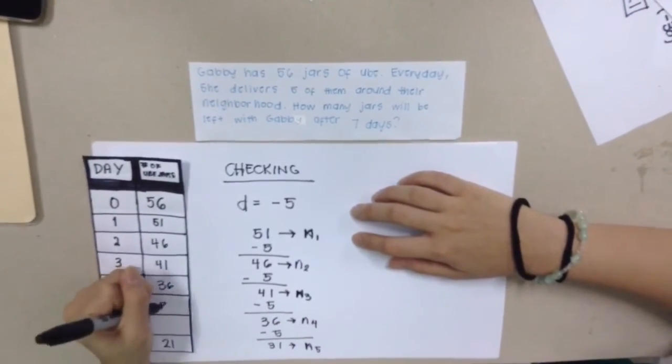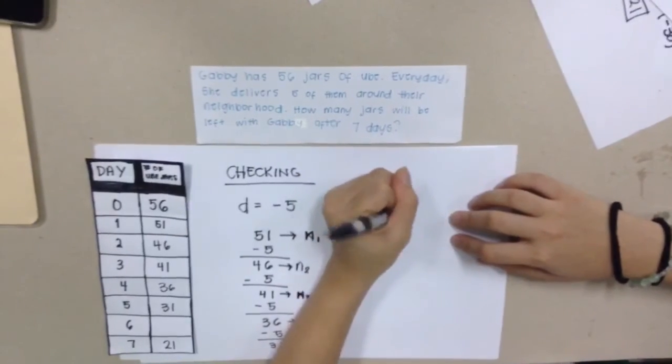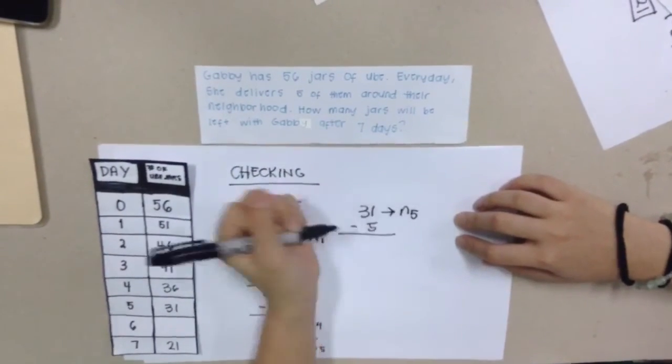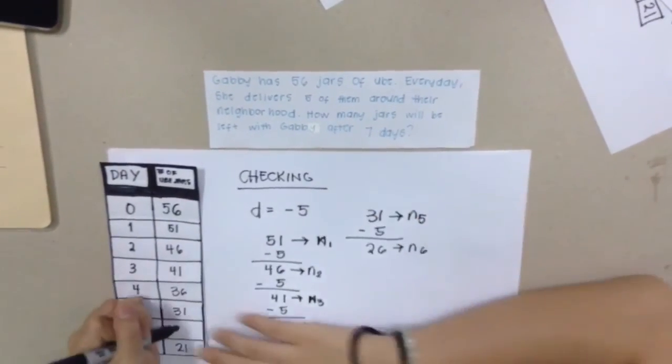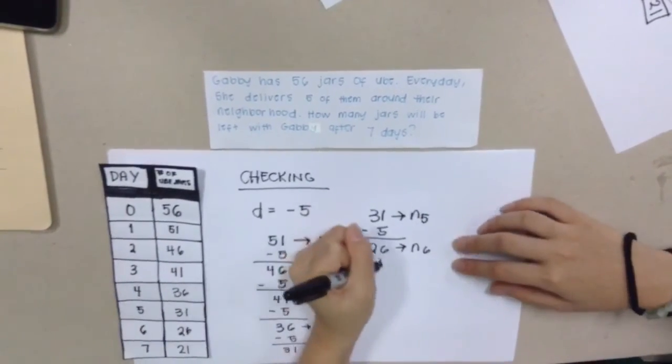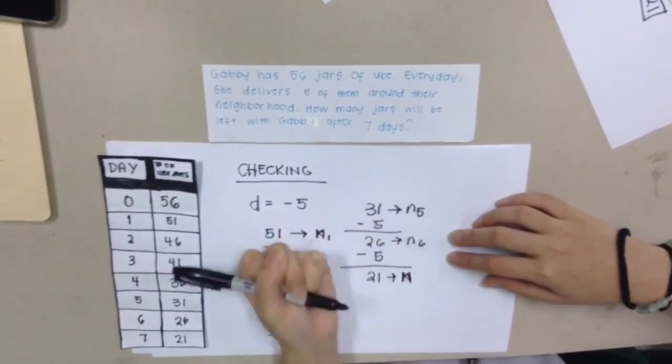So then you subtract 31 by 5, which is 26, the sixth term. So then you subtract the sixth term by 5, gives you the seventh term, 21. So your answer is correct.